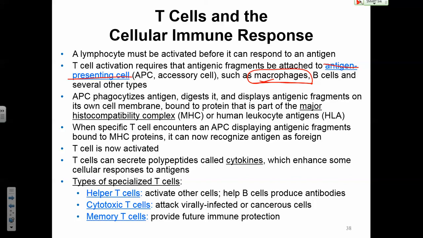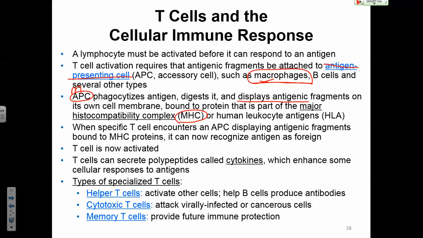So this macrophage, the APC, antigen presenting cell, that's the macrophage. It phagocytizes the antigen, so this has already happened. The phagocytosis has already happened. It digests it and displays the antigen on its own membrane along with its own major histocompatibility complex proteins. Another name, kind of a newer name for MHC, is the HLAs, human leukocyte antigens.